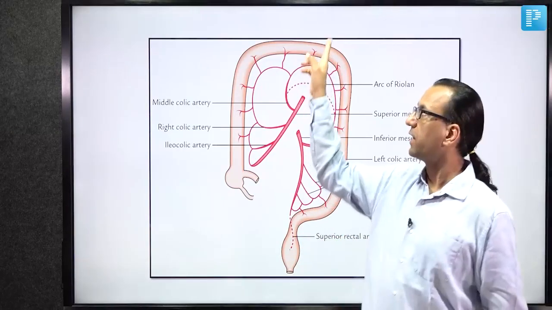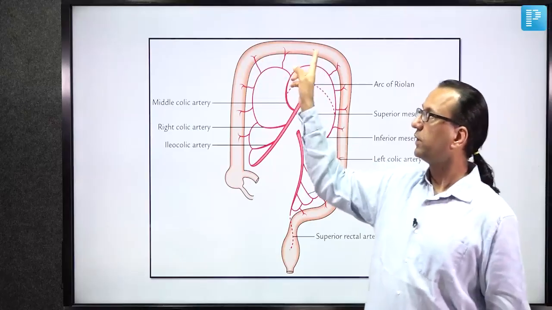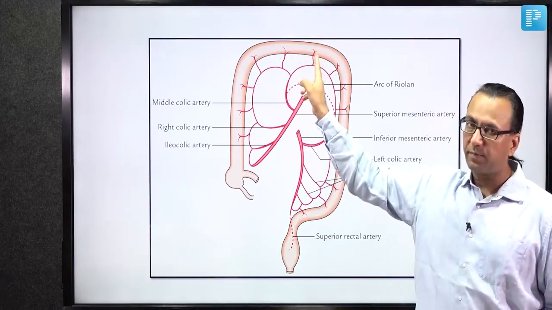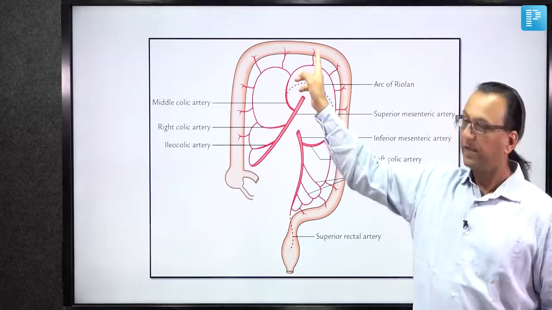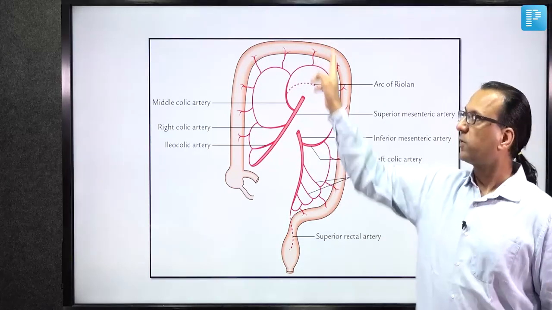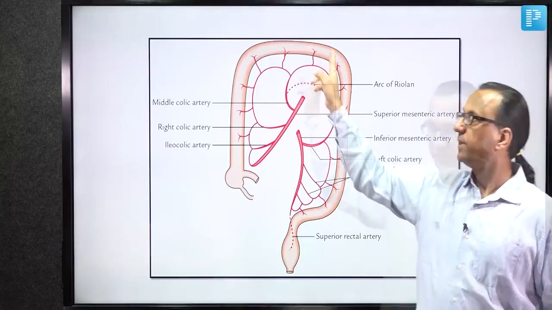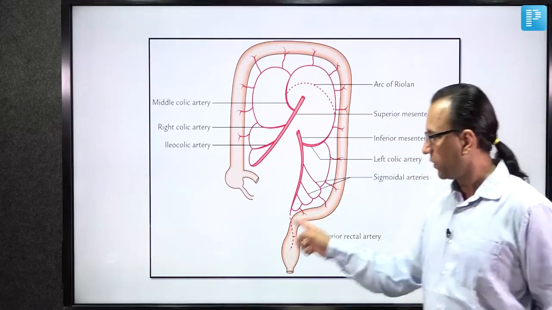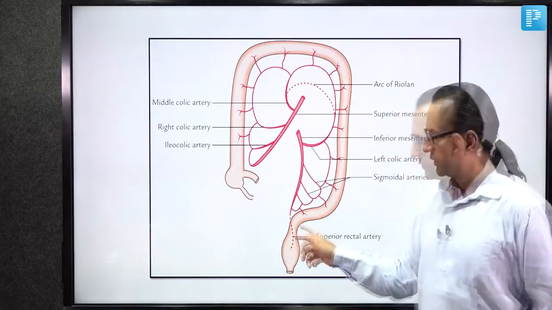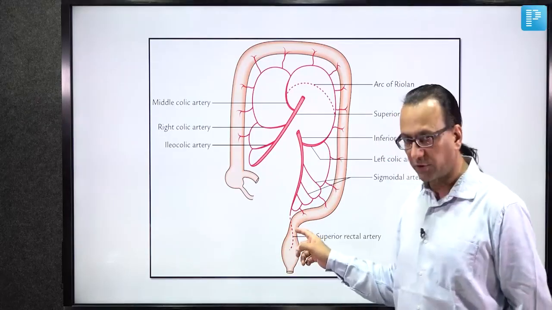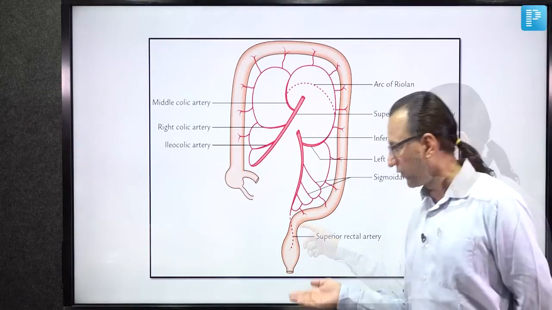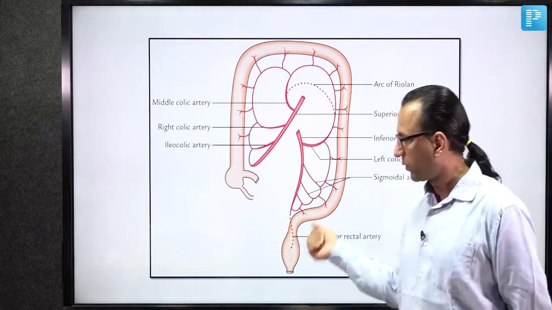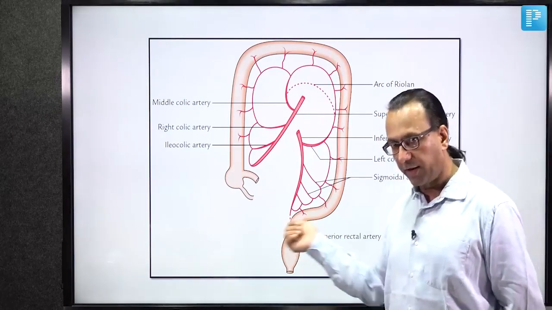There is a watershed area at the junction of the right 2/3 and left 1/3 of the transverse colon, because it is supplied by the terminal branches of the middle colic artery and the left colic artery. So this is prone to ischemia, and the first injury will be there. There is a watershed area here also, the pseudex critical point, which has the terminal branches of the superior rectal artery, and from here below come the branches of the middle rectal artery. So it is prone to ischemia, being a watershed area again.